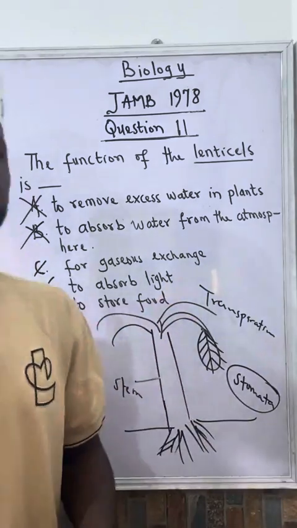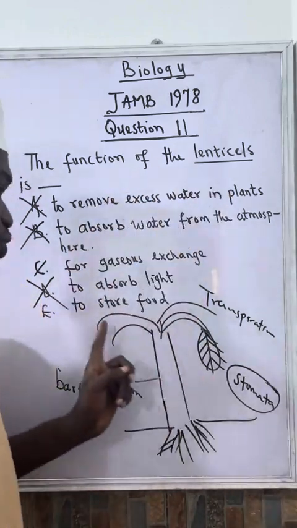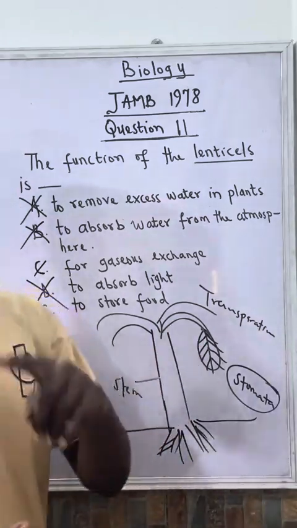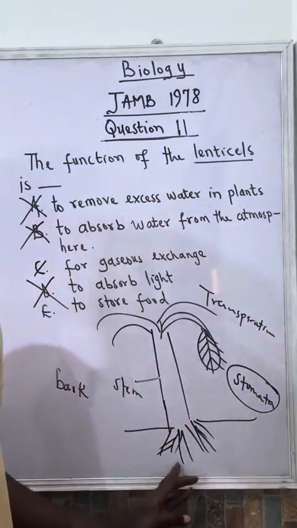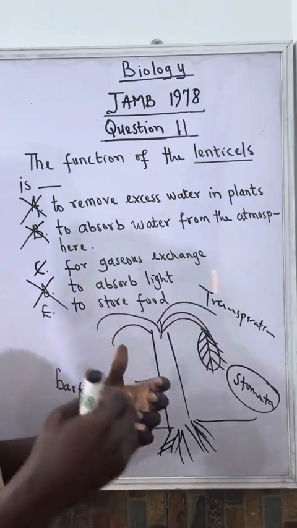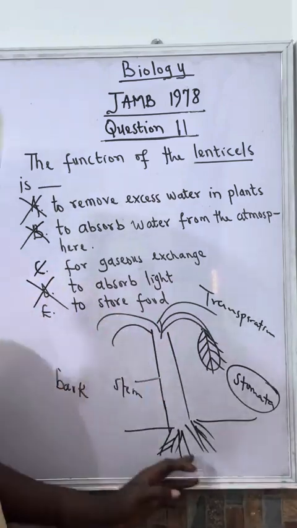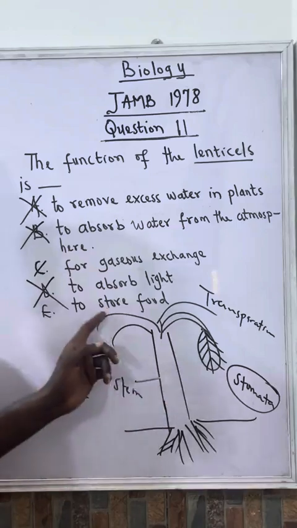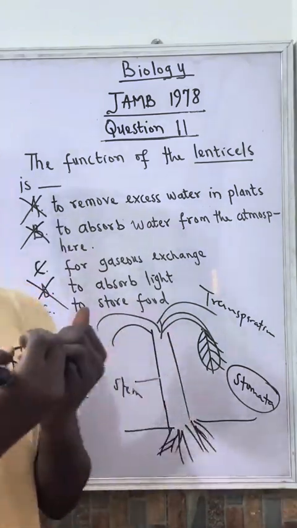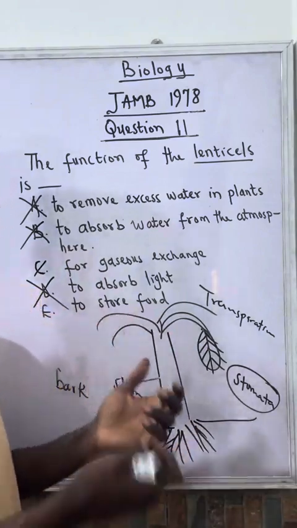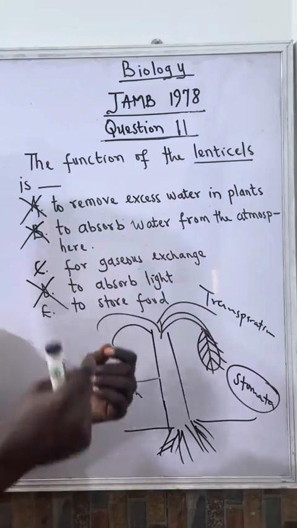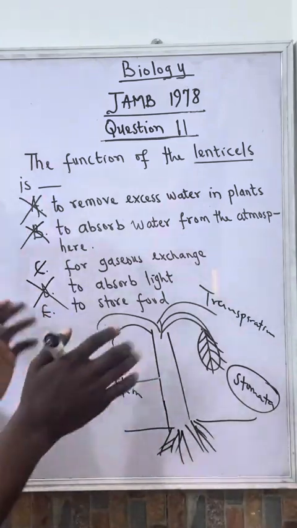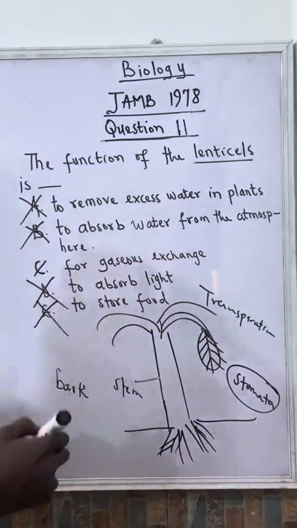To store food. So lenticel cell is not used for storage of food. We have specialized tissue that helps in storage of food. For example, parenchyma, at the roots. So parenchyma, especially in tuber plants like yam. They store food with the aid of parenchyma. Similarly, the fruit itself is a storage of food. Similarly, the cotyledon, that is the seed leaf, even inside the seed, the endosperm of the seed is also a storage for food. So this is also wrong. The correct answer is just option C.